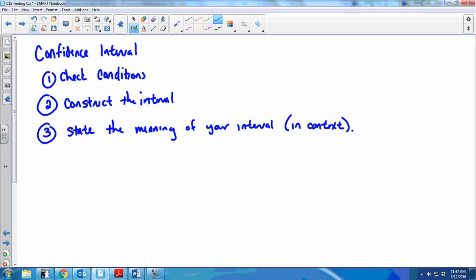So you check your conditions, you do the math and construct the interval. The math itself is not hard. And then you state the meaning of your interval in context. We talked about step 3 yesterday. That's a sentence I told you you're going to have to know. So the first example I do, they're going to give us an interval. We're just going to interpret it for them. And then we'll do one all the way through.